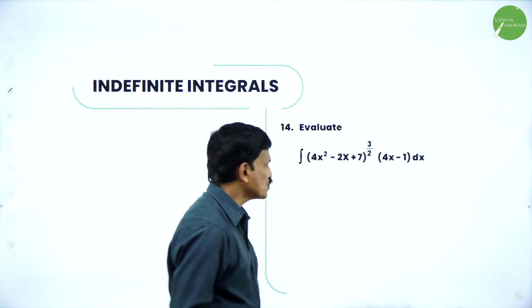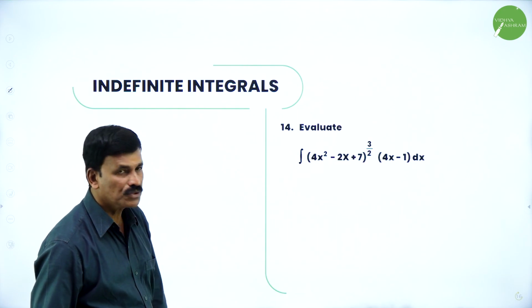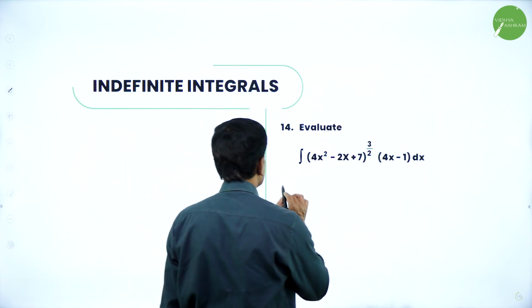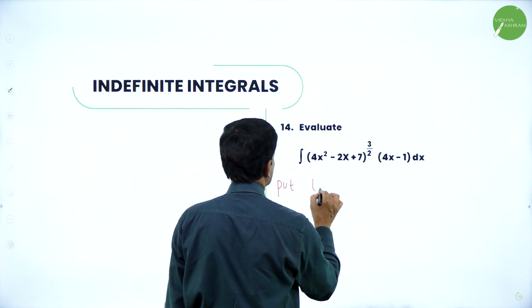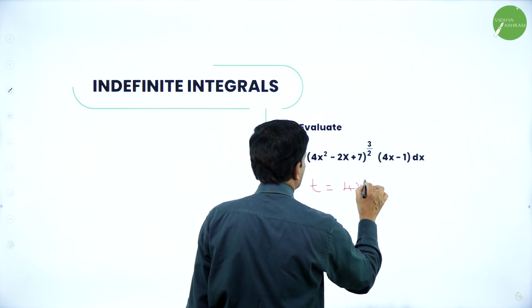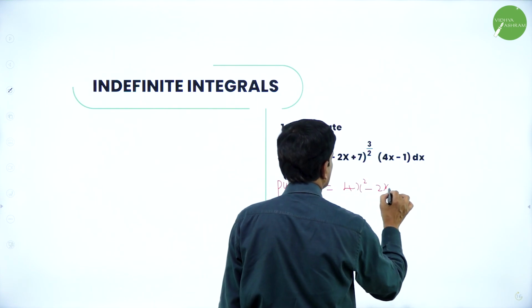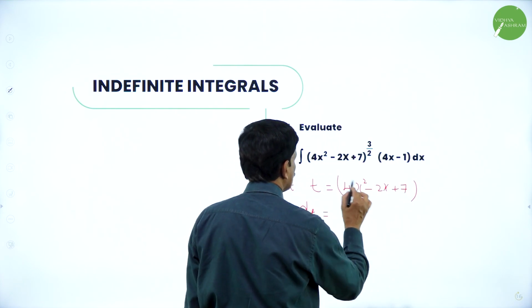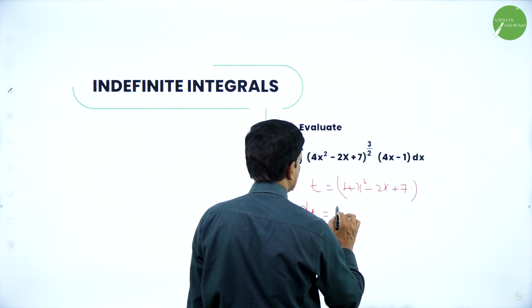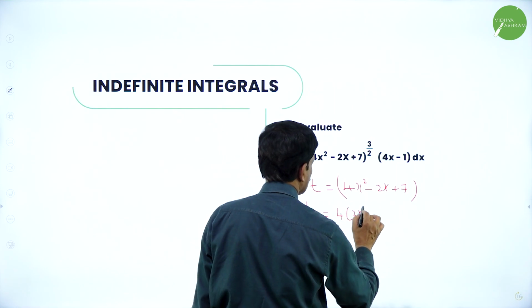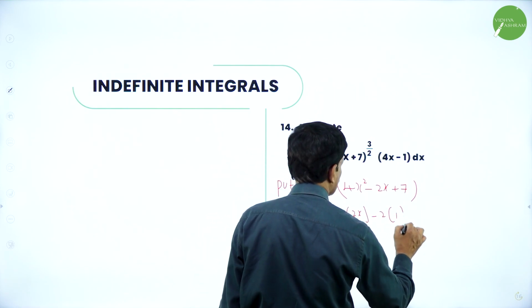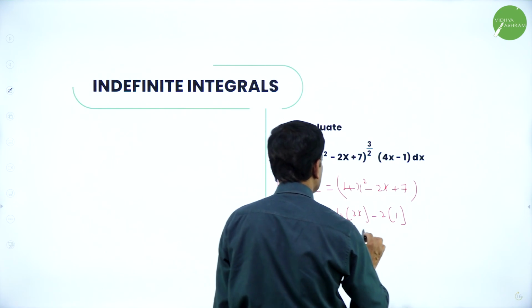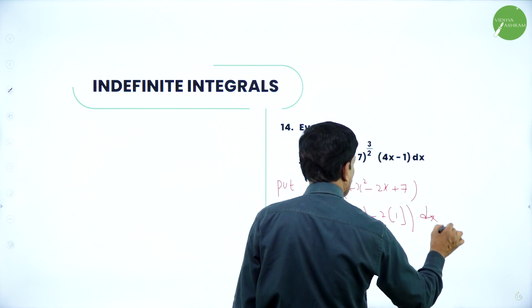Evaluate the integral of (4x square minus 2x plus 7) to the power of 3 by 2 into (4x minus 1) dx. So, this can also be done by the method of substitution. Put t is equal to 4x square minus 2x plus 7. Now, differentiate it. dt is equal to differentiation of x square is 2x, 4 into 2x minus 2 into differentiation of x is 1, into dx, right.